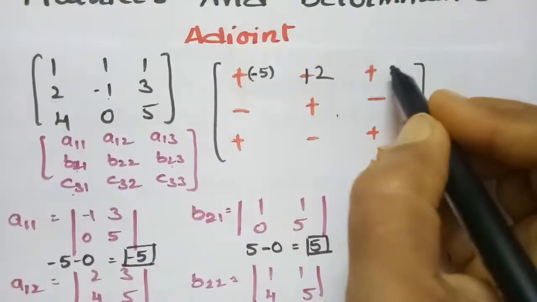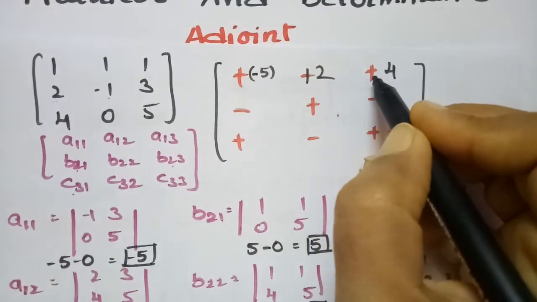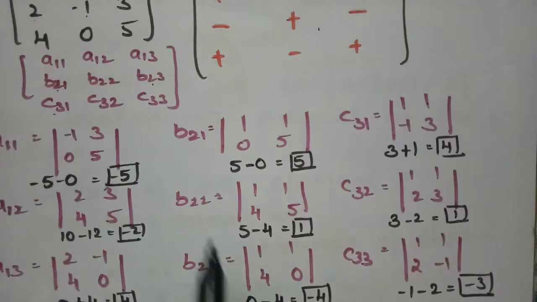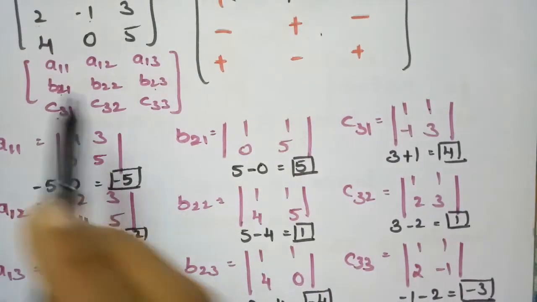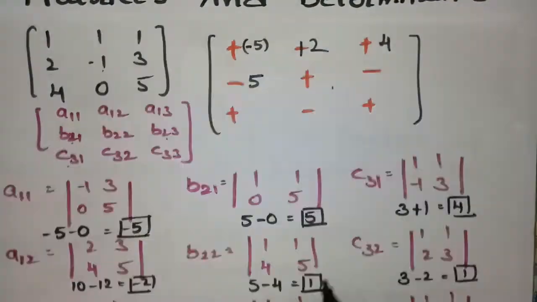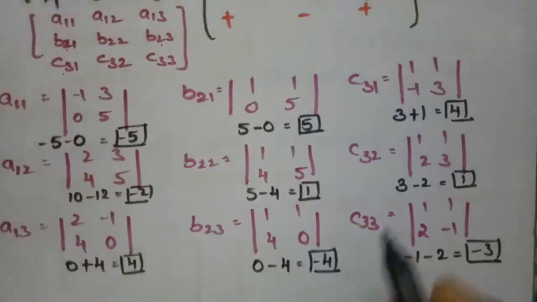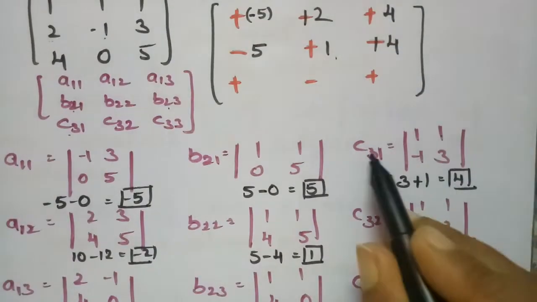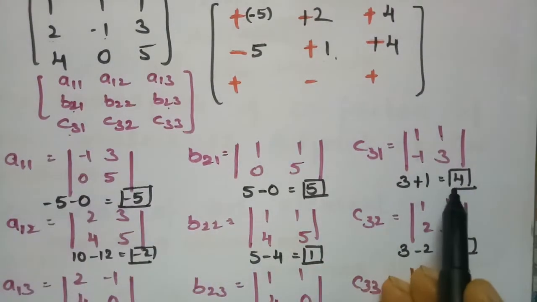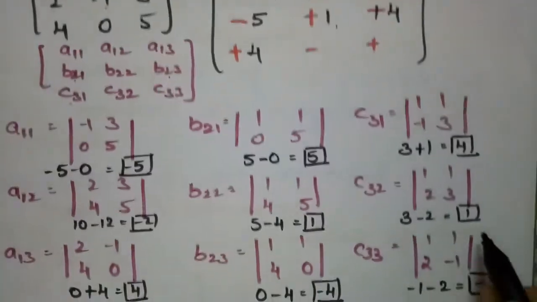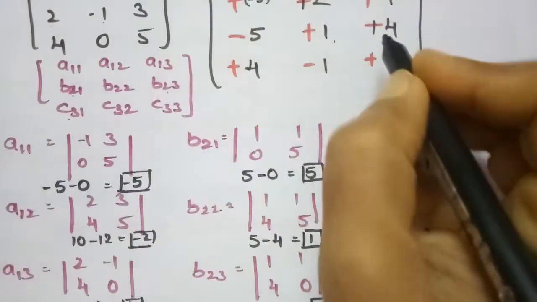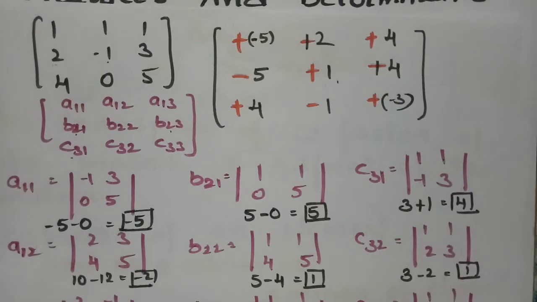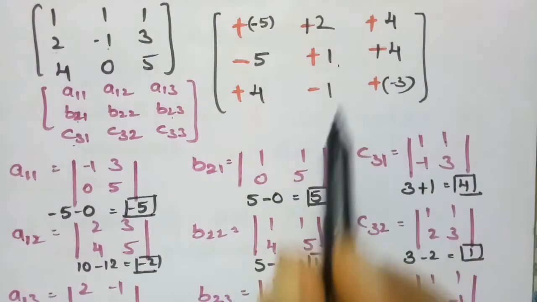So the value here I am writing, that is minus 1 power row number plus column number. This is plus into the minor of the element. This is 2 B21. So here it is 5, and this value is 1, and this value is minus 4, and this value is minus 4, and after that C31. So for this position I have the minor as 4, and this value as 1, and this value as minus 3. Therefore I got, so this is nothing but the cofactor of the matrix.